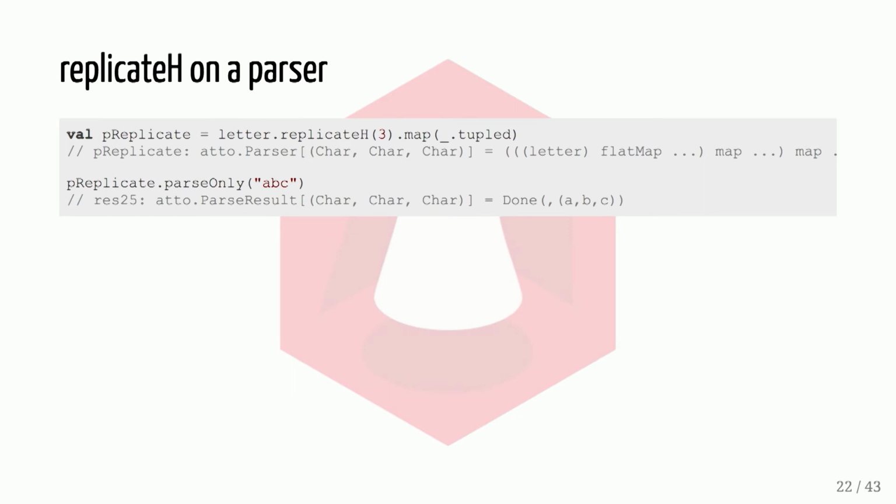Let's take this parser for a character and replicate it 3 times. Now we have a parser that when we run on our string, we get back a tuple 3 of the 3 characters that it parsed.